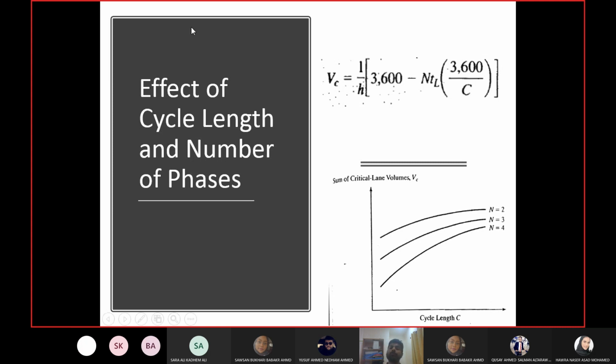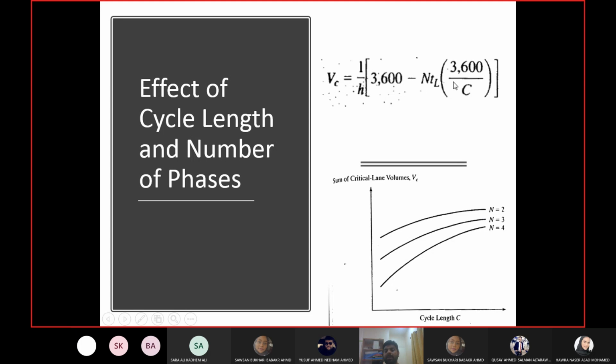Yes. So now you can see in the graph below, the change in VC is given with respect to changes in N and C, number of phases and cycle length. So you have VC on the y-axis, C on the x-axis, cycle length, and for each N value, they have plotted a different curve here. So you can see when N is less, VC is higher.